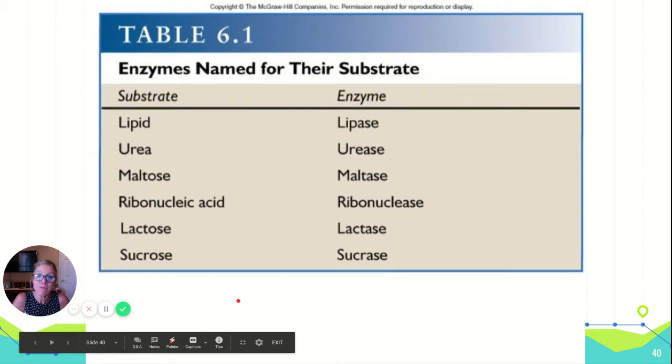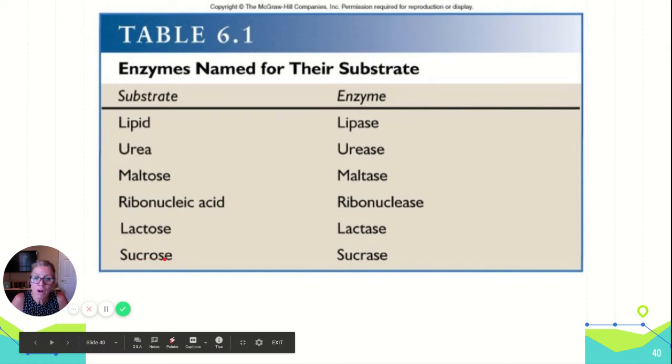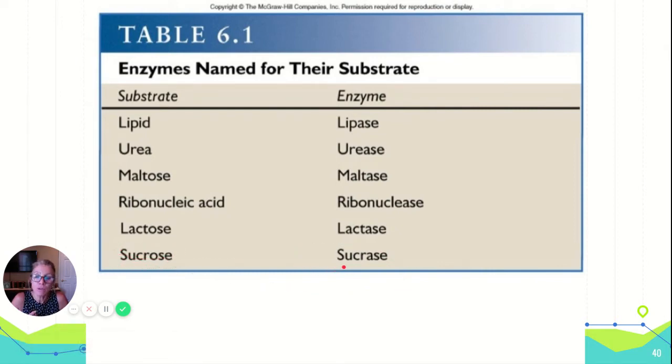So they're named after their substrate, right? So we learned about sucrose, right? And to digest sucrose down, you need the enzyme sucrase, and we learned that it breaks it down into glucose and fructose, right? So I gave you all of that already in the name.